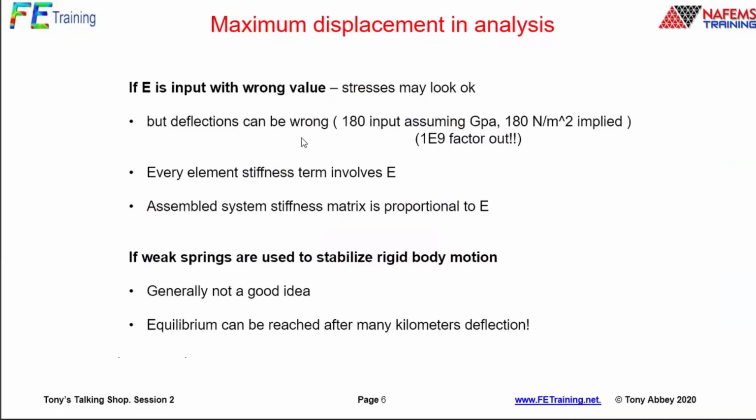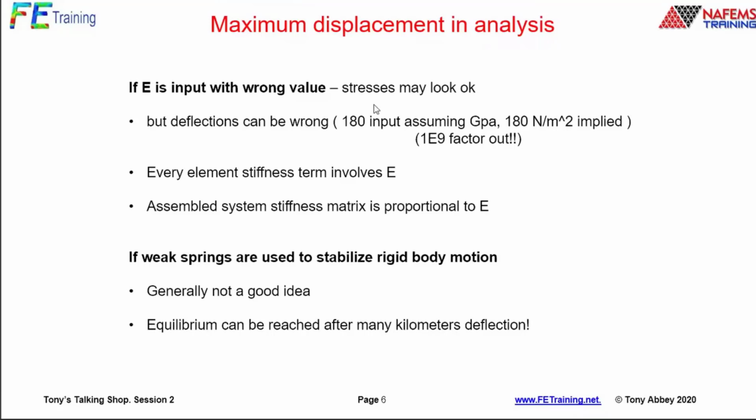If I put Young's modulus in with the wrong value, and it's a linear structure rather than a nonlinear one, then the stresses are going to look okay, because the stresses are essentially looking at relative displacement. If you just take a rod and apply the force, stress is force over area. There's no stiffness calculation in that. Then you look at the deflection, and if you put Young's modulus in wrong, you've got that stress level at a huge deflection.